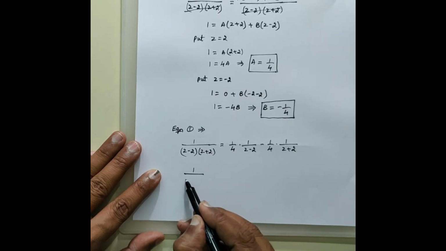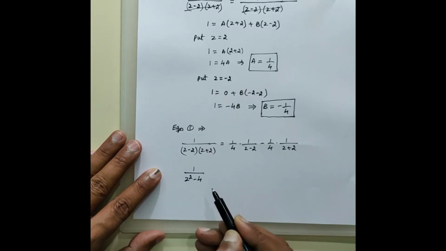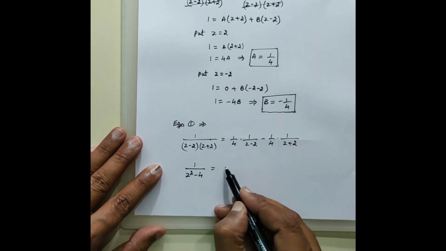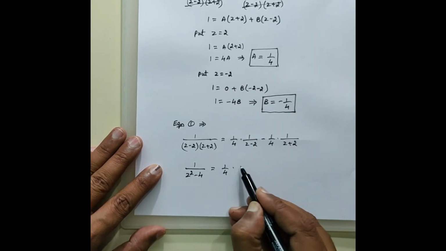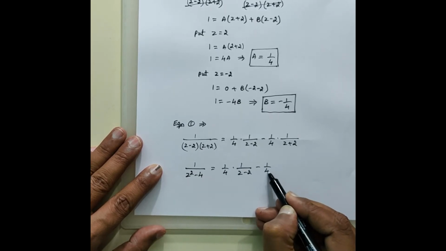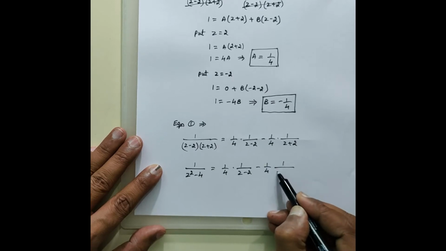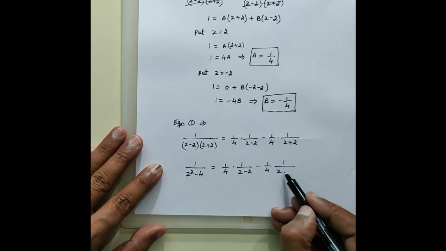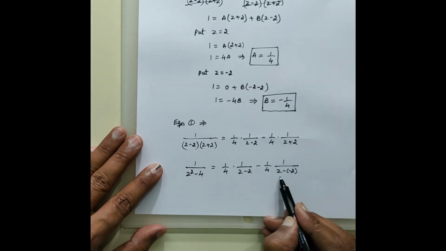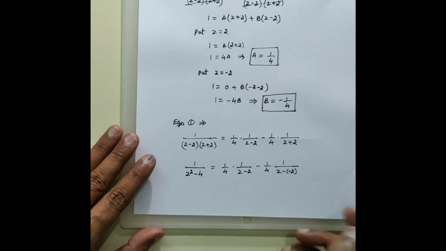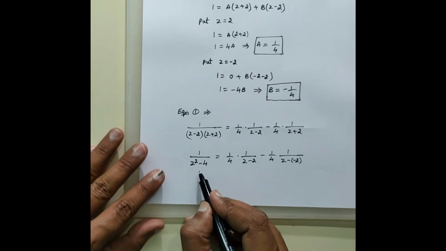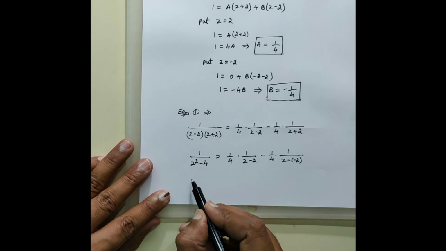So 1 by (z minus 2)(z plus 2) can be written as z square minus 4, because initially I had taken z square minus 4 to be equal to (z minus 2)(z plus 2). The right-hand side you can retain as it is. So z plus 2 can be written as z minus of minus 2, so that you get the standard form of 1 by z minus a. So now the expression is in the standard form. You can apply the integral over here.